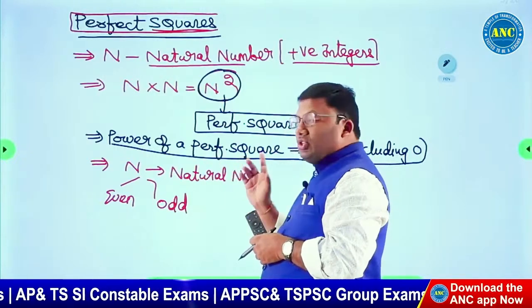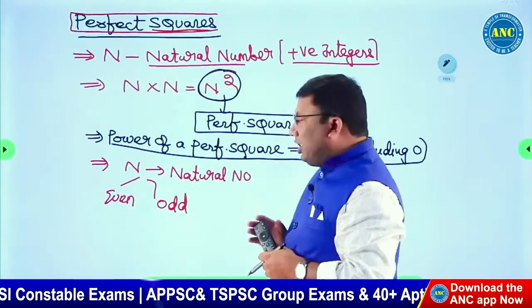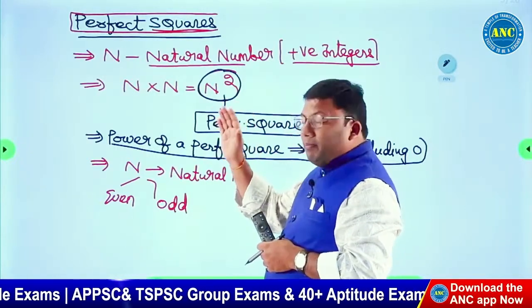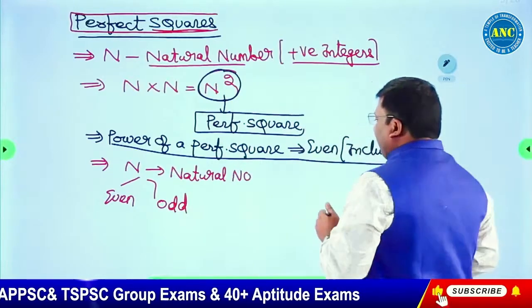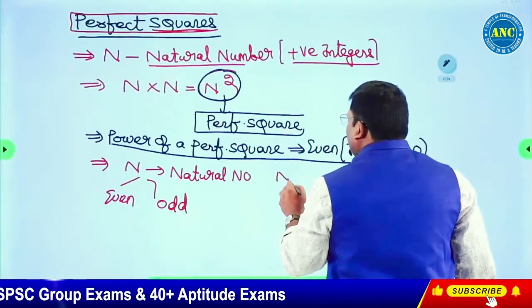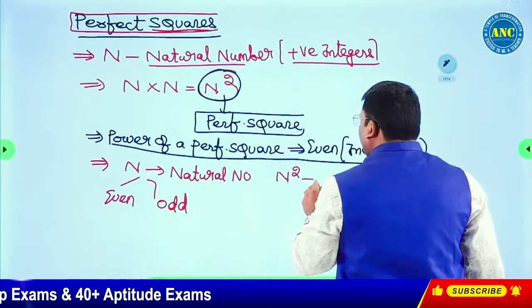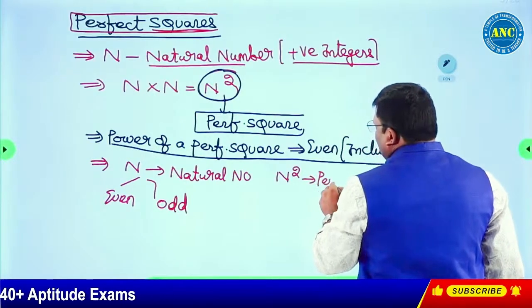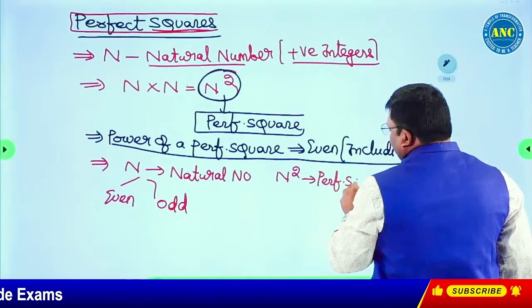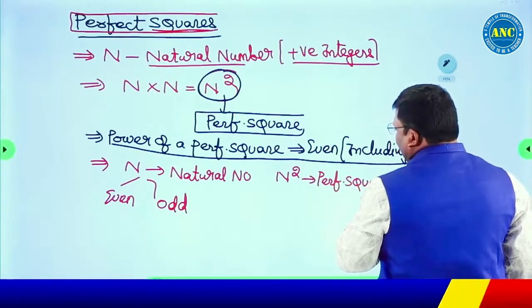n is a natural number. What am I doing? That number I am multiplying by itself. That means n square is a perfect square. Just now we have seen, n square is a perfect square.